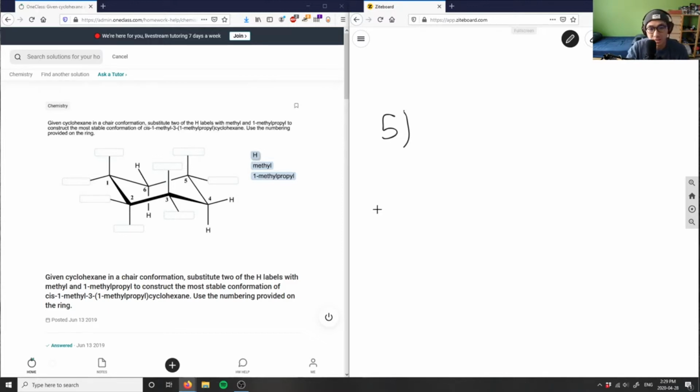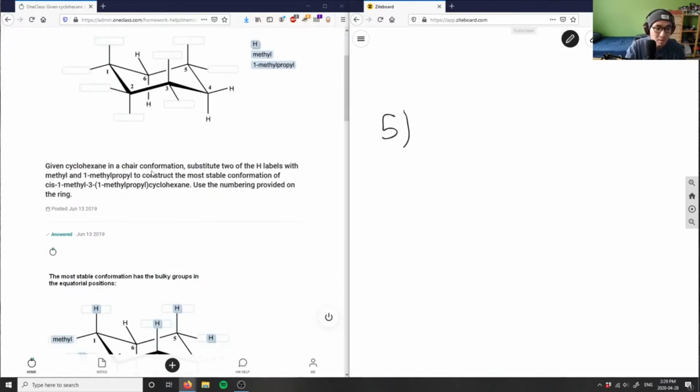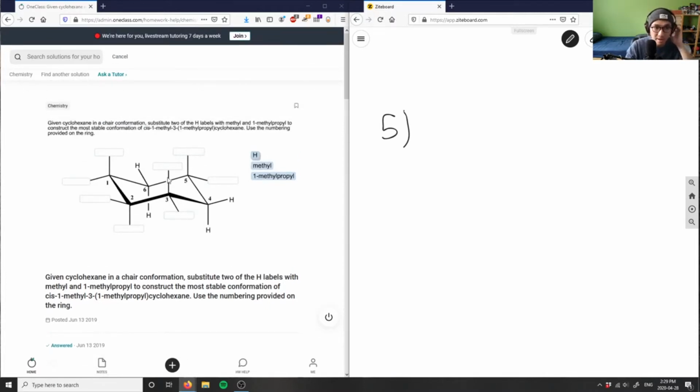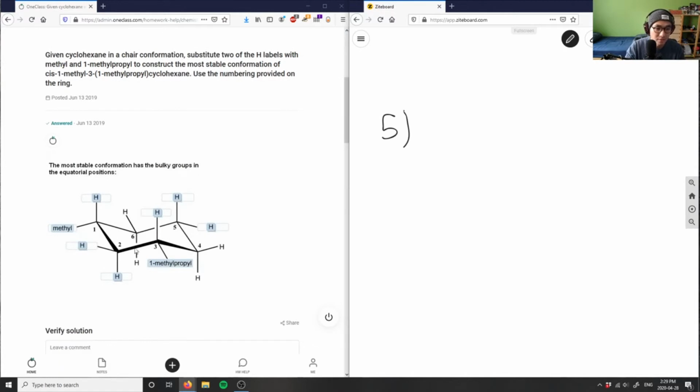So basically it's saying, where do we put these groups into this chair conformation to make it the most stable? So again, I have here, this is 1, 2, 3, 4, 5, 6. That's how they're choosing to label this chair conformation. And it's telling us how to label it to get the most stable ring. So again, it's just another fill in the blank. So I'm just going to visualize it here.